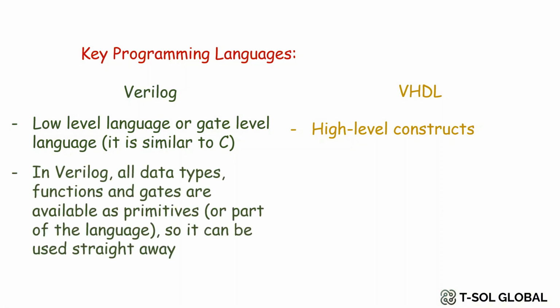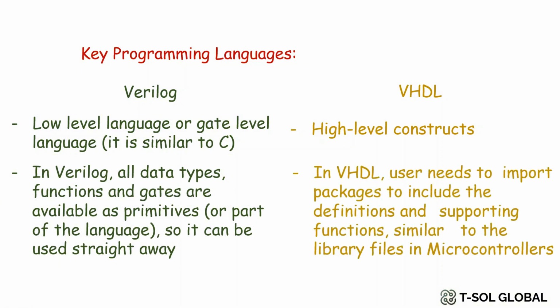In Verilog, all data types, functions, and gates are available as primitives, or those are already part of the language, so it can be used straight away. Whereas VHDL requires the users to import packages to include necessary definitions and supporting functions, similar to the library files in microcontrollers. In our experience, Verilog is easier than VHDL, so we will use Verilog as our primary language.